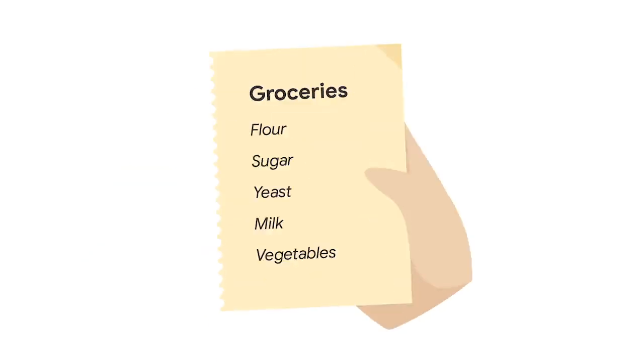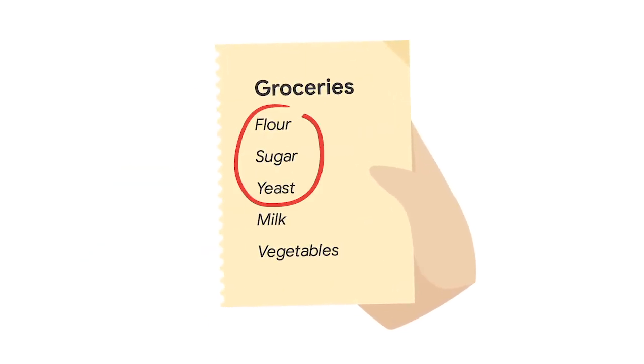In your own life, you put things into context all the time. For example, let's think about your grocery list. If you group together items like flour, sugar, and yeast, that's you adding context to your groceries. This saves you time when you're at the baking aisle at the grocery store.